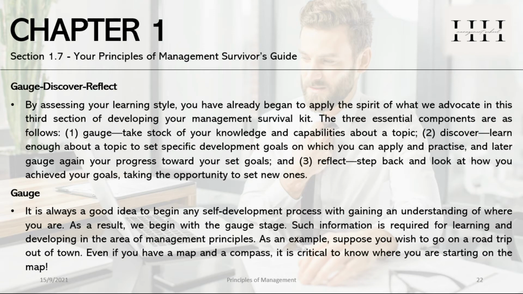Gauge, discover, reflect. By assessing your learning style, you have already begun to apply the spirit of what we advocate in this third section of developing your management survival kit. The three essential components are as follows. 1. Gauge: take stock of your knowledge and capabilities about a topic. 2. Discover: learn enough about a topic to set specific development goals on which you can apply and practice, and later gauge again your progress toward your set goals. And 3. Reflect: step back, and look at how you achieved your goals, taking the opportunity to set new ones.